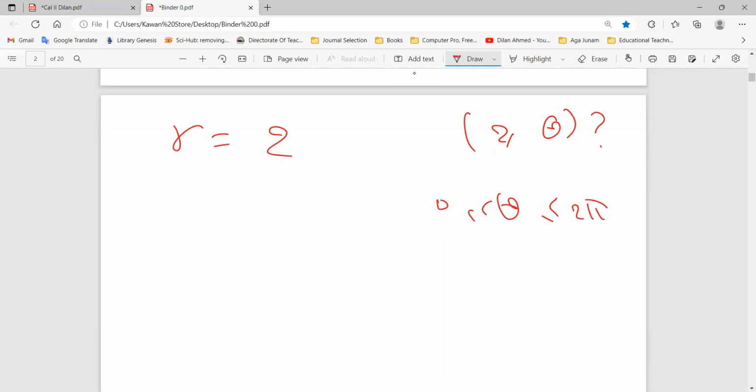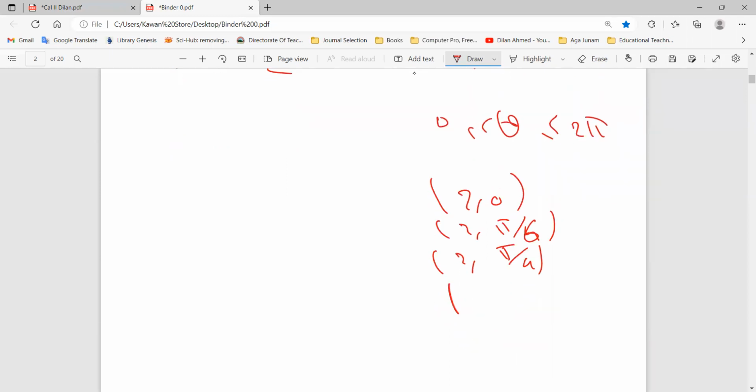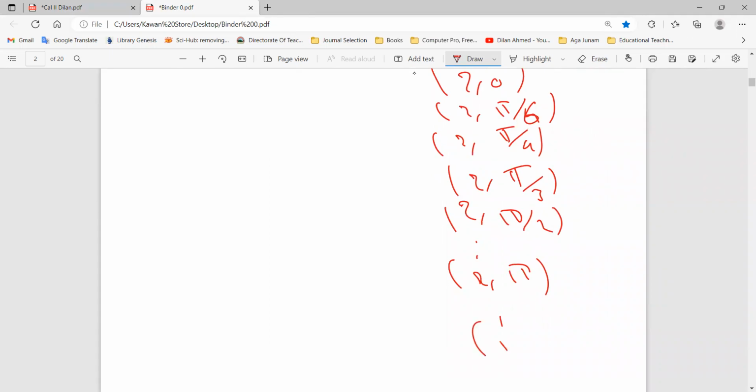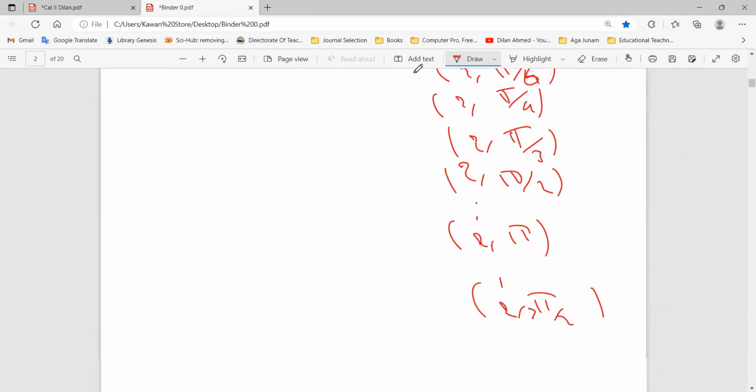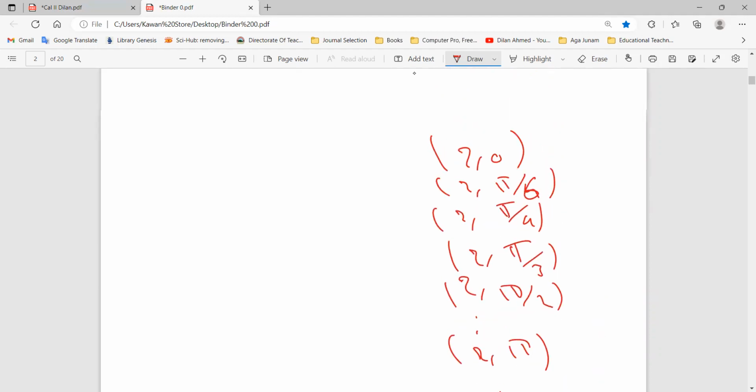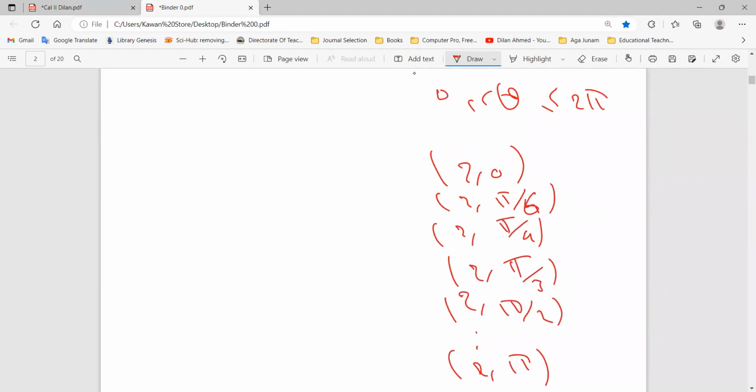I mean I have 2 and 0, 2 and pi over 4, 2 and pi over 6, 2 and pi over 3, just in the first quadrant in your mind. 2 and pi over 2, right? 2 and pi. 2 and 3 pi over 2. And 2 and 2 pi, and 2 and 0 again, right? So to sketch all these points means sketching infinite angles.